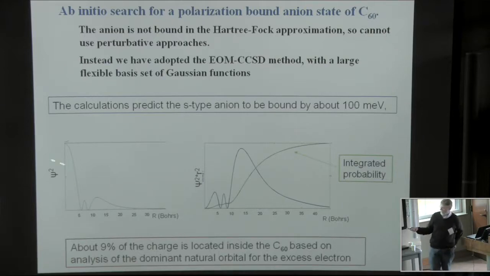Here's a picture of psi squared. That's actually for the singly occupied orbital. From the natural orbital, here's the psi squared r squared, because it probably makes a little bit more sense to look at the radial distribution function. So there's charge inside the C60, you have orthogonality at the surface, and then you have considerable electron density outside. And this is just the integrated probability. So about 9% of the electron density is inside the C60, the rest of it is outside.